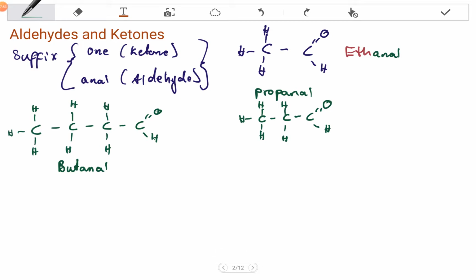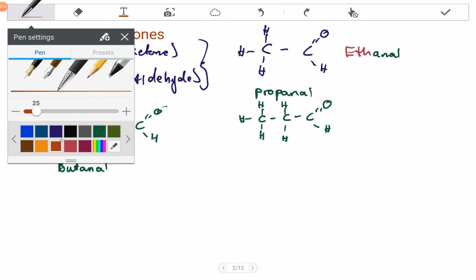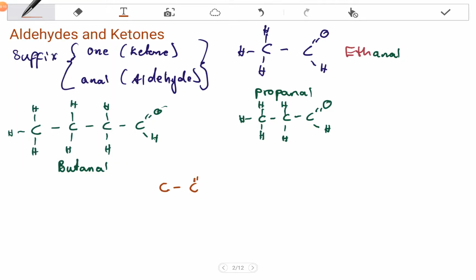Ketone is the same thing as this one, but the functional group now is in the middle. So you just move this thing here to the middle. Take it to this one here. So it's going to be C, we're taking it to here, another C, another C. Okay, so this is the structure of a ketone.